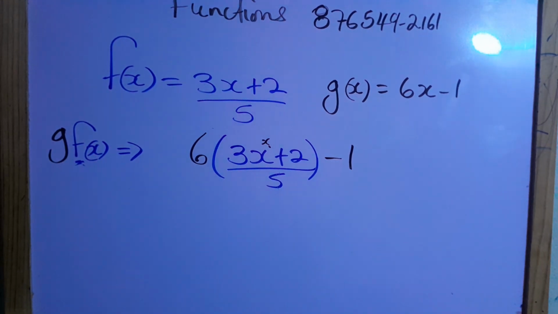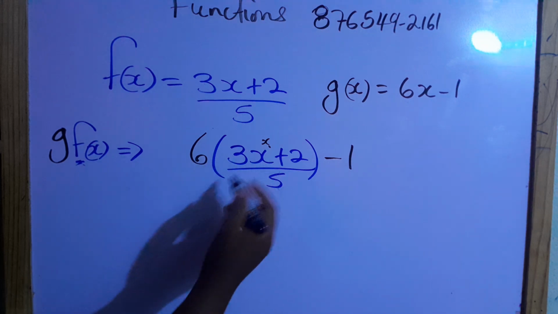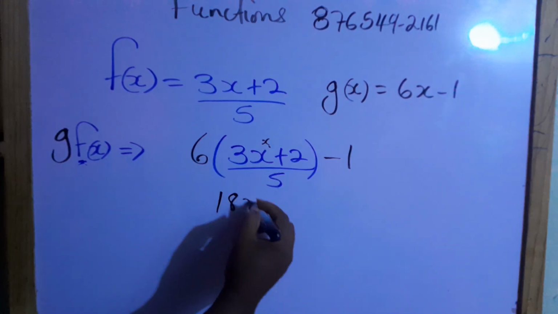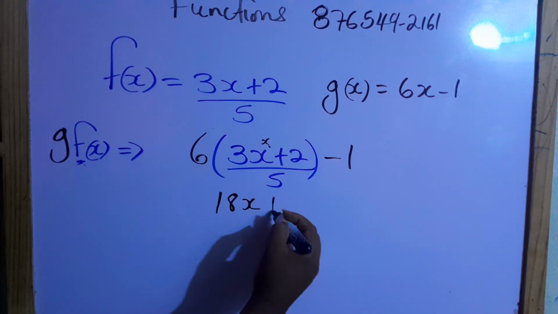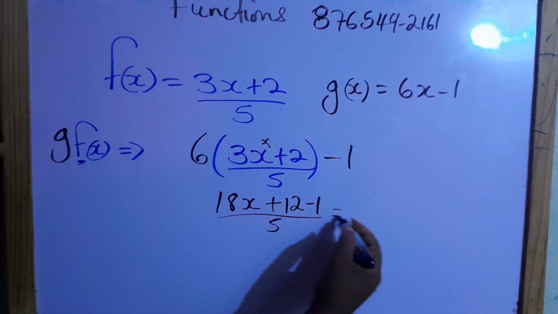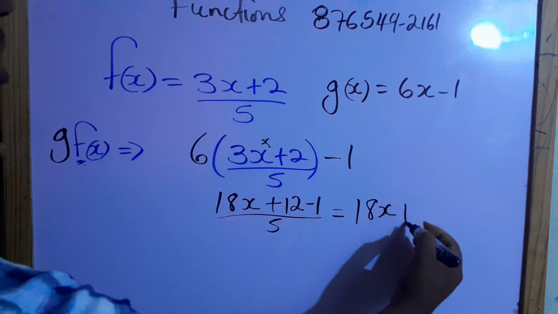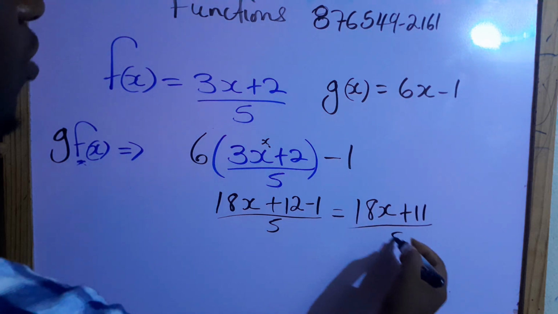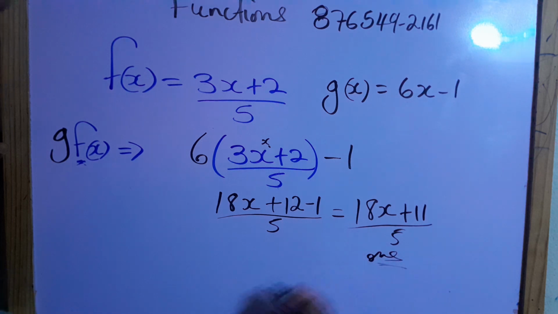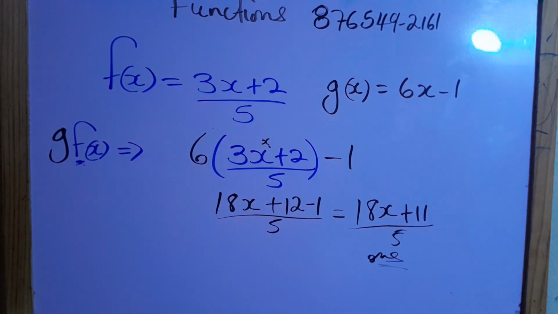And of course, we expand the bracket. So we just multiply the numerator. So 6 times 3, that's 18. 6 times 2, 12. And you minus your 1, all over 5. Long story short, 18x, 12 minus 1 is equal to 11 over 5. So that's how we combine g of x. Let us do fg. Pause the video and try it first.